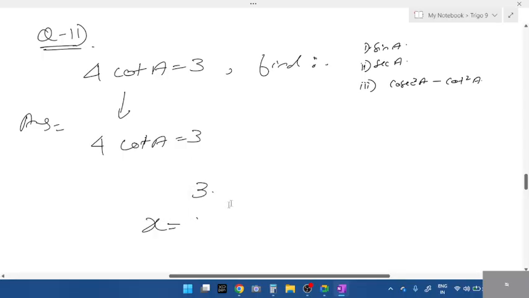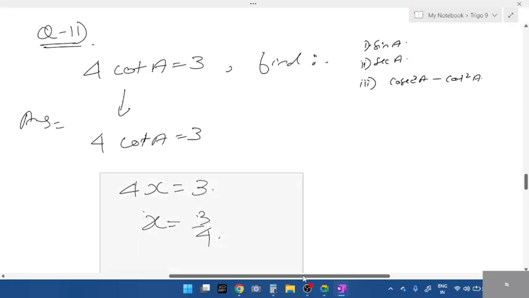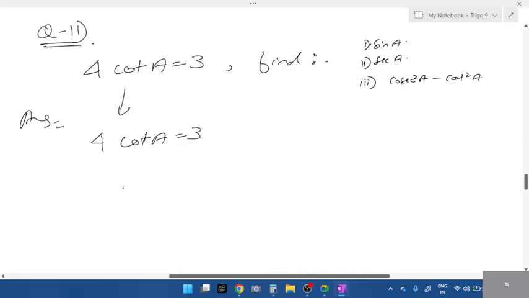Not minus. It gets divided, right? Is there any plus and minus in between? It gets divided. 4 by 3 by 4. In the same way, cot is the unknown value we need to find, students. Cot is like x. Cot A is equal to 3 by 4. What is the cot formula?